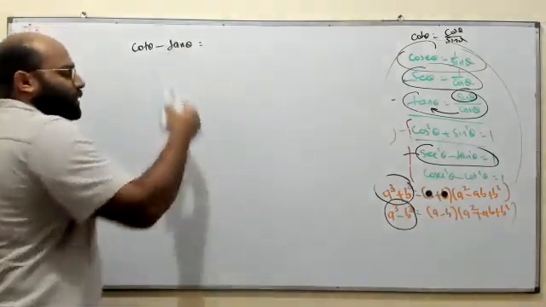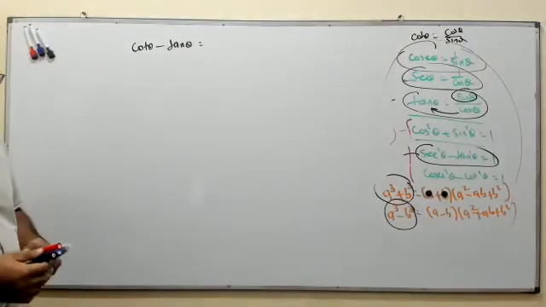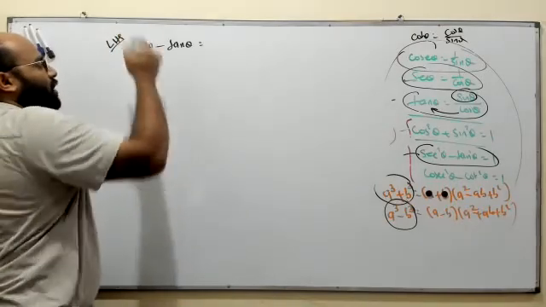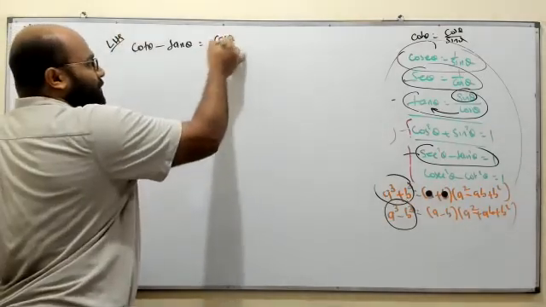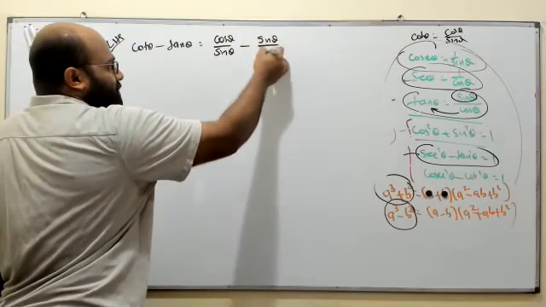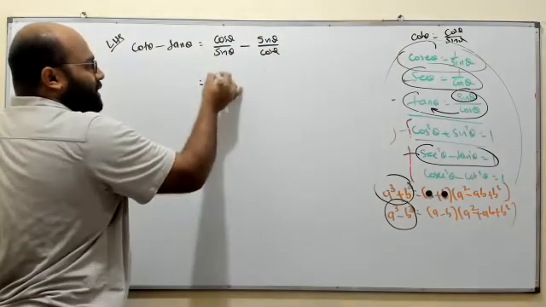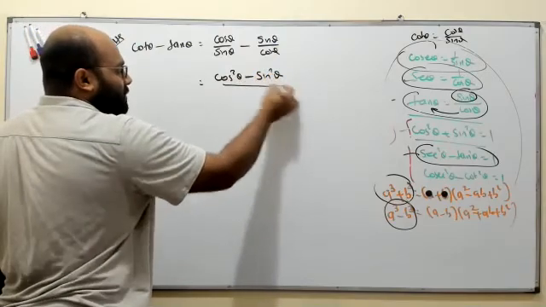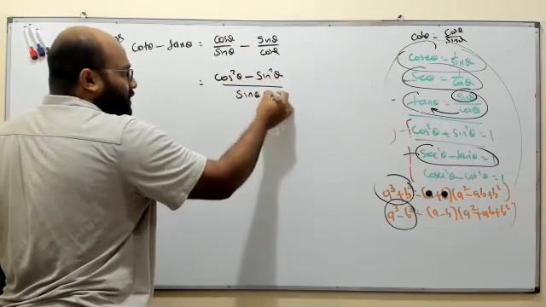This is a single step you'll get if you're sharp with the basics. Convert in terms of sine and cos. You know what cot theta is? Cos theta by sine theta minus sine theta by cos theta. Now cross multiplication, the answer is over actually. Cos square theta minus sin square theta by sin theta cos theta. Your denominator is ready.